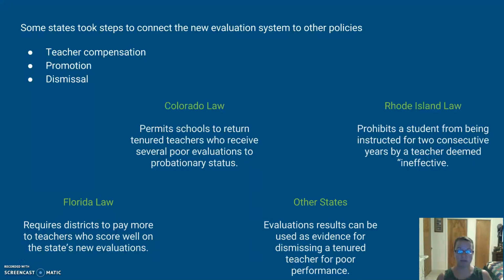Rhode Island law prohibits a student from being instructed for 2 consecutive years by a teacher that's deemed ineffective, meaning if a teacher gets a poor evaluation, they want to give the student a better opportunity for the next couple of years to help get them back up. Florida law requires districts to pay more to their teachers who score well on the state's new evaluation system. And many other states allow evaluation results to be used as evidence for dismissing a tenured teacher for poor performance. Those are just a few examples of the policies that states are implementing.